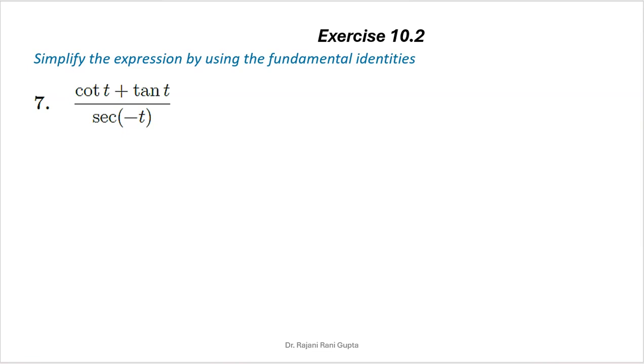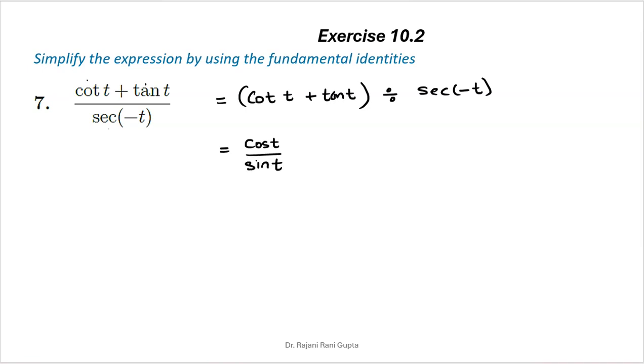Let's take another question. Now here you have cot, you have tan, and you have secant. So let's work on the numerator. Let's write it in this form: cot of t plus tan of t. Let me write this division as secant of minus t. Why am I doing so? Because I know that cot and tan can be expressed as quotients. Okay, so let's see. Cot is cos of t over sine of t.